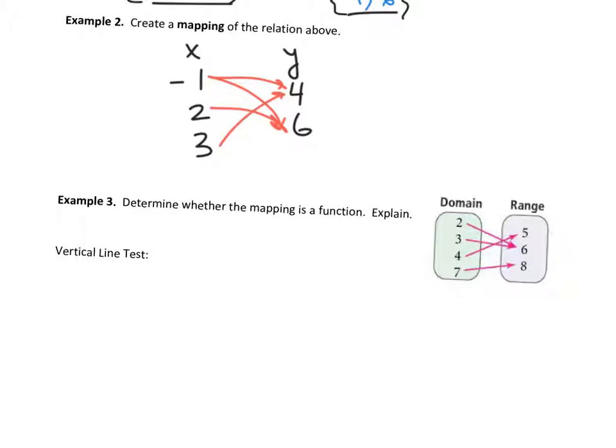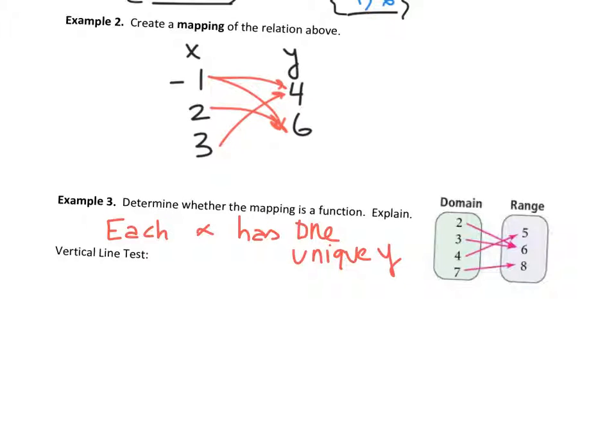So this would be a function because the 2 is going only with a 6, a 3 is only going with a 6, 4 is only going with a 5, and 7 is only going with an 8. So I'm going to write it as each x has one unique y.